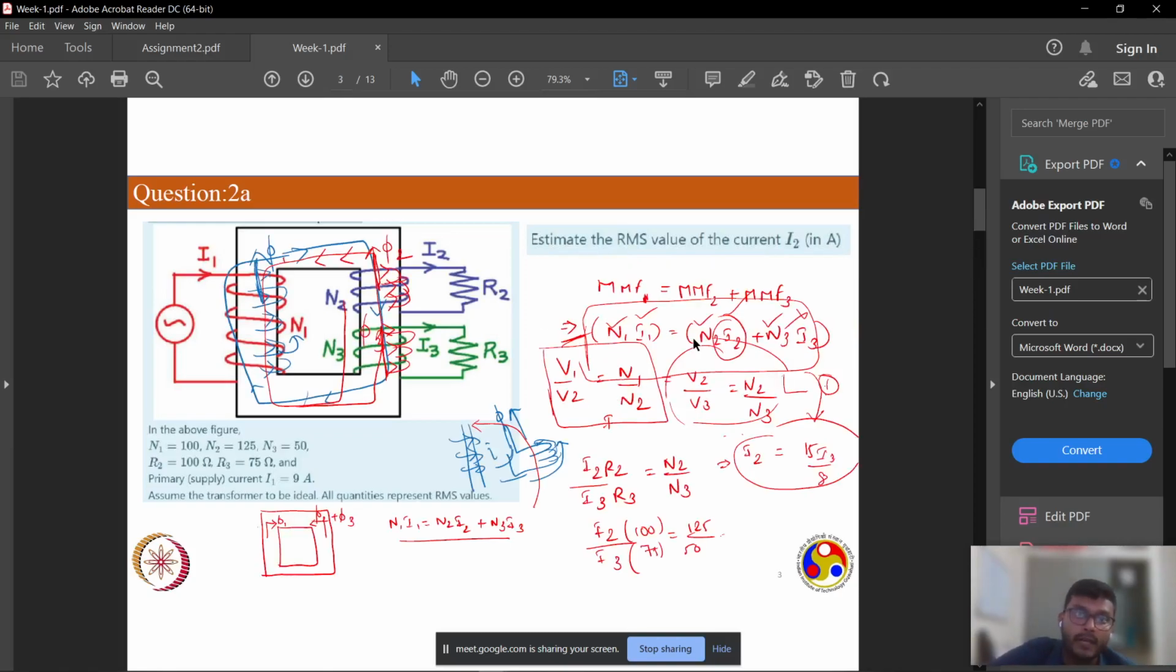So did you understand how N1 I1 is equal to the two MMFs? Because on the primary side you will get the flux in this direction. On the secondary side there are two fluxes that will oppose the main flux. That's why the sum of these two fluxes will be equal to the primary flux. After simplification, N1 I1 is 900, N2 is 125, N3 is 50. You simplify it, you will get that equation.